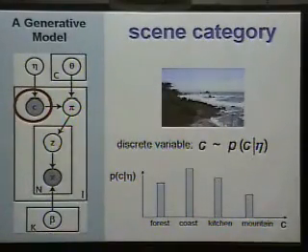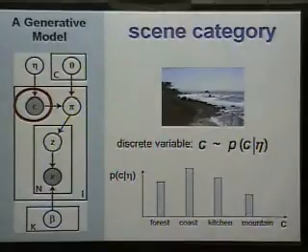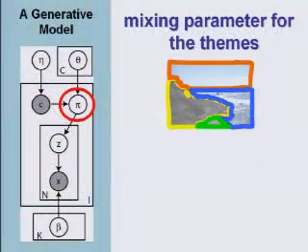In our case, we just assume a uniform distribution. So now we know that we're going to generate a beach scene, because we have done this and we got this particular label out of it. So now let's generate the following thing.